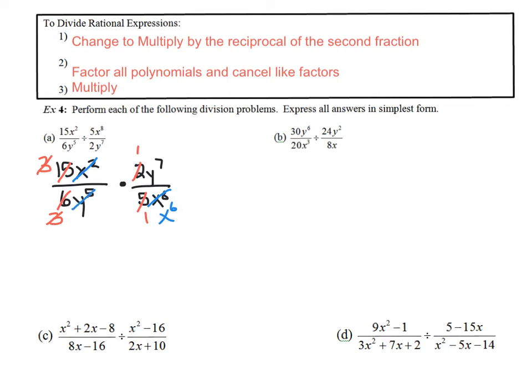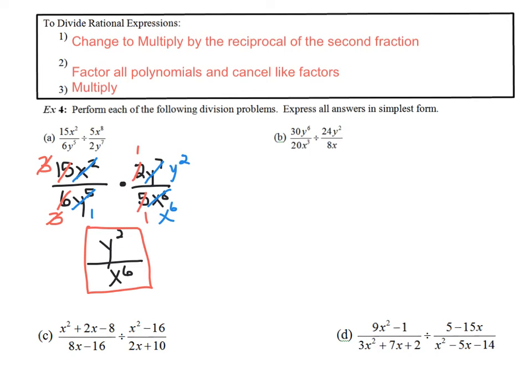Y to the 5th and y to the 7th have a y to the 5th in common, so I'm going to end up canceling and getting a y to the 2nd in the numerator. So look for anything left over in the numerator. That's going to give me a y squared. In the denominator, I've only got 1 times x to the 6th. So my final answer turns out to be y squared over x to the 6th.